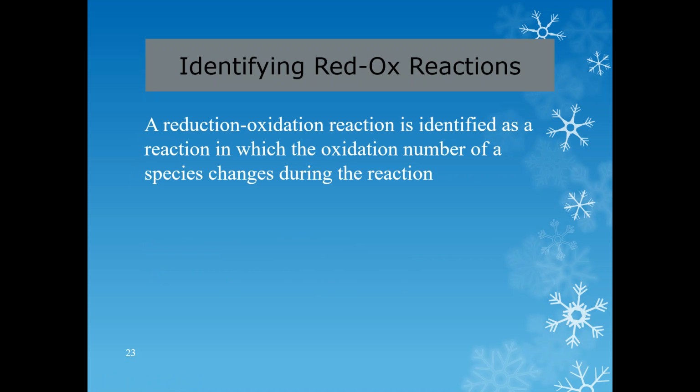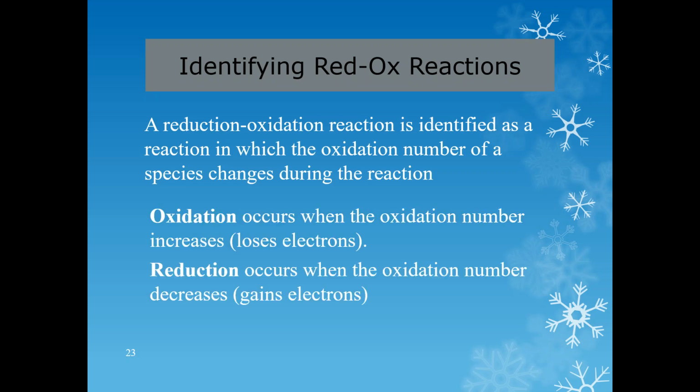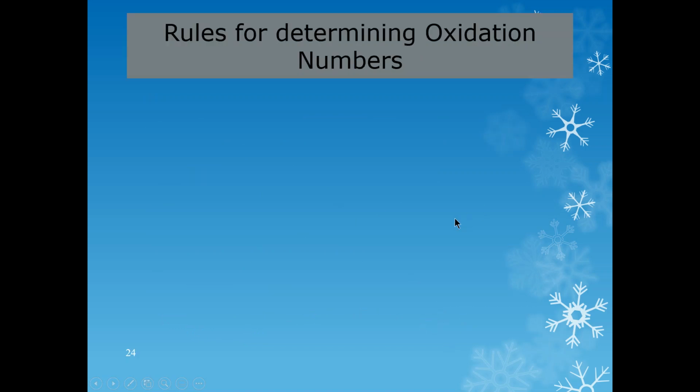So in a redox reaction, one substance, or more specifically one particular atom, will undergo oxidation, as I said before, and that will be indicated by an increase in the oxidation number for that atom, right? And that corresponds to a loss of electrons. And then reduction is the opposite, where the oxidation number decreases for that particular atom, which corresponds to a gain of electrons. All right, so that's what happens in all redox reactions.